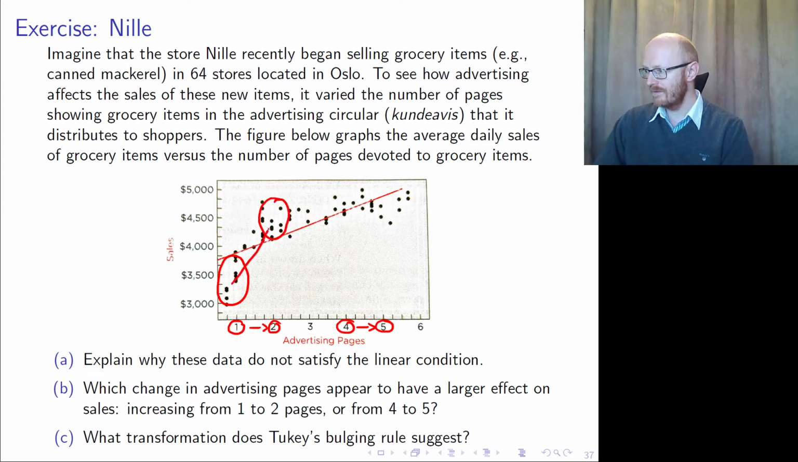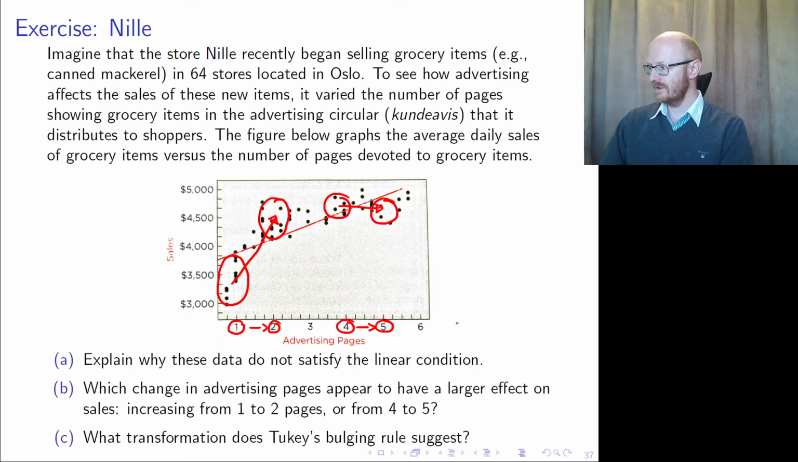So you would have an upward sloping relationship, you might say. And from 4 to 5, you would have a flat development in sales. So obviously, going from 1 to 2 pages of advertising has a greater effect on sales than going from 4 to 5 pages. Okay. So what transformation does Tukey's bulging rule suggest?